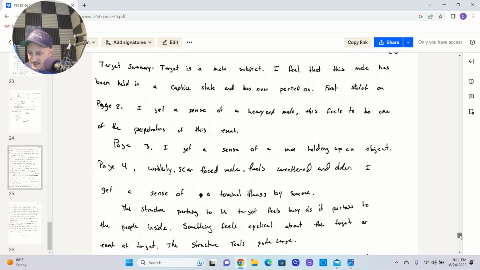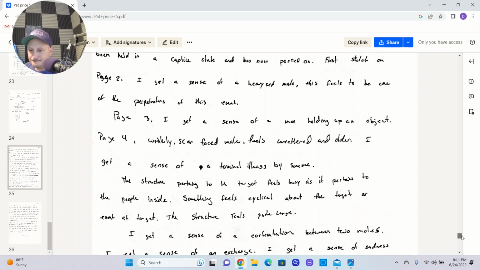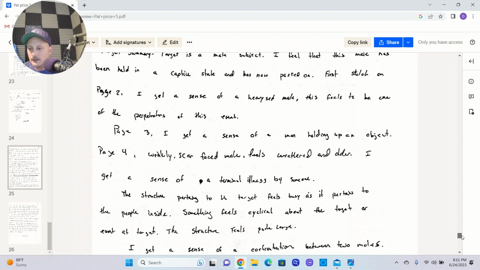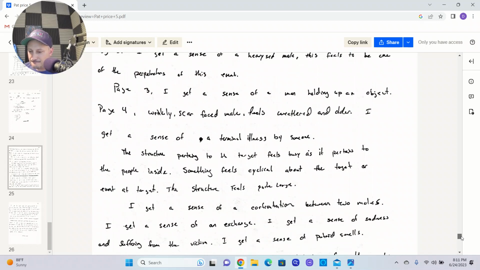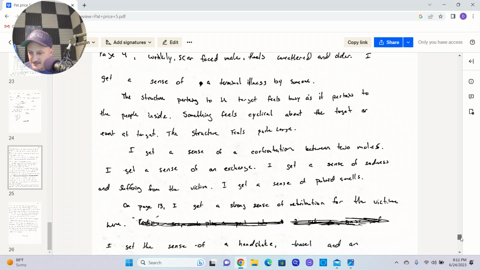The structure pertaining to the target feels busy as it pertains to the people inside. Something feels in the hotel. Something feels cyclical about the target or event at the target. The structure feels quite large. I get a sense of a confrontation between two males. I get a sense of an exchange. I get a sense of sadness and suffering from the victim. I get a sense of putrid smells.